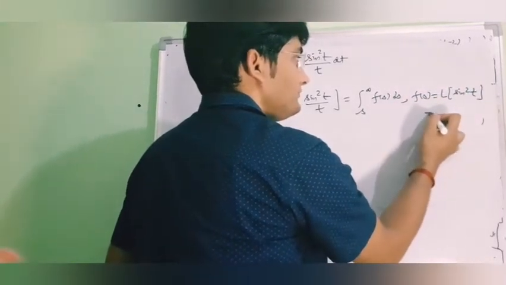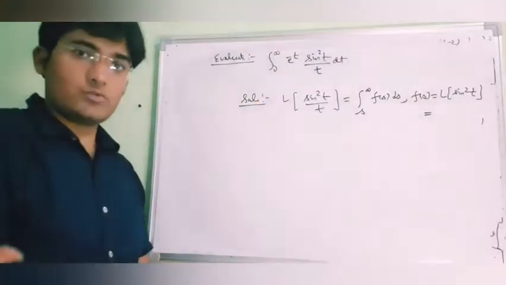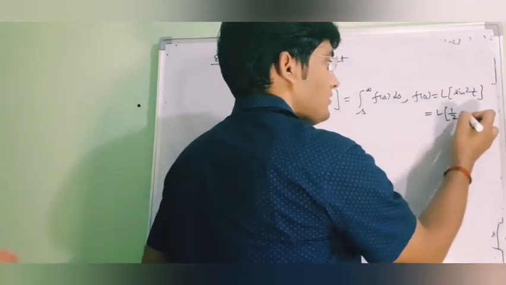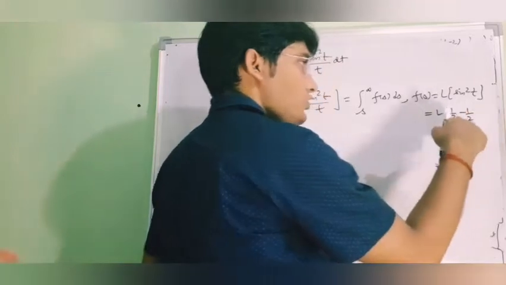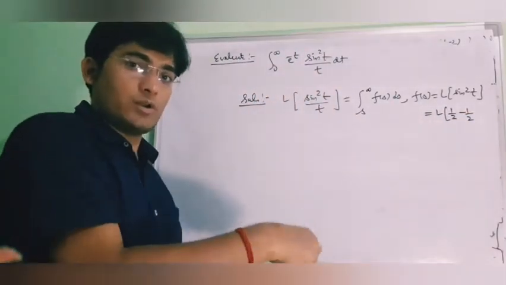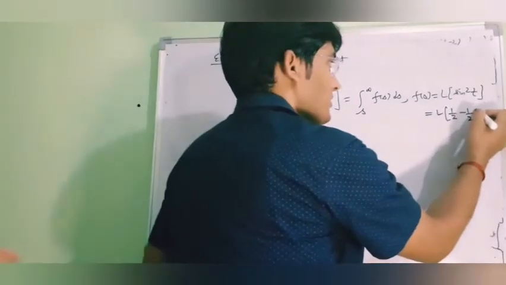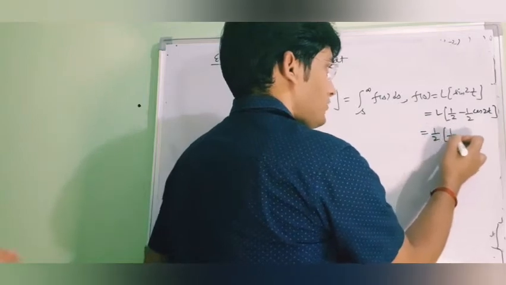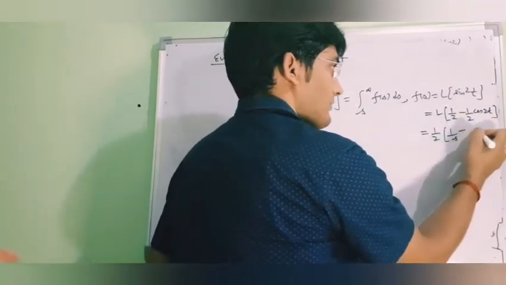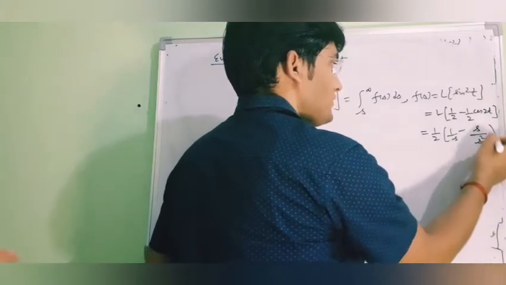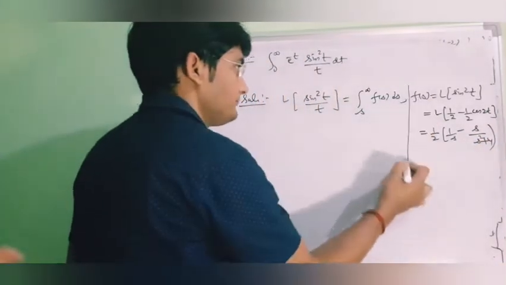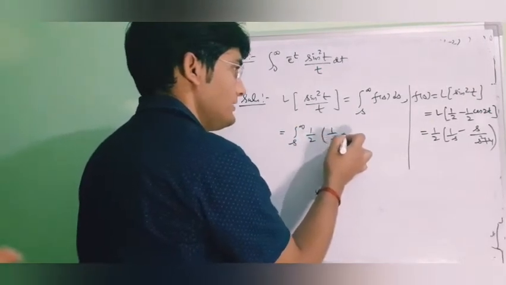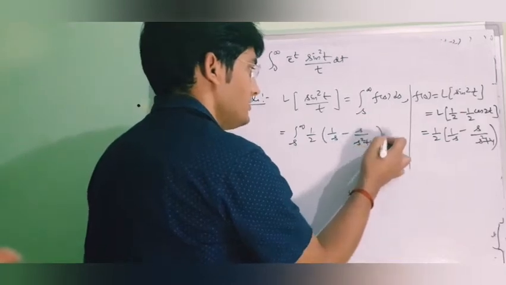And we know that cos 2 theta is equal to 1 minus 2 sine square theta. So sine square theta can be 1 by 2 minus 1 by 2 cos 2 theta. So this will be (1 minus cos 2t) upon 2. So its Laplace will be, you can take half as common, the Laplace of 1 is 1 by s, and the Laplace of cos 2t is s upon s square plus 4. So your integral is from s to infinity of 1 by 2 times (1 by s minus s upon s square plus 4) ds.